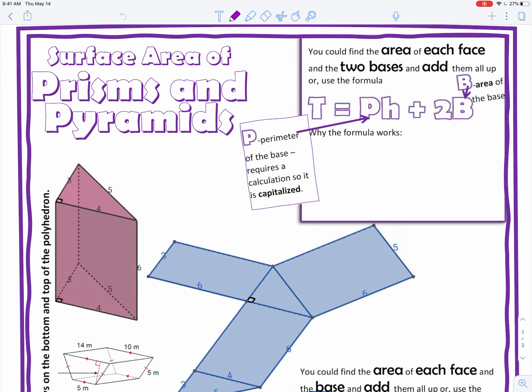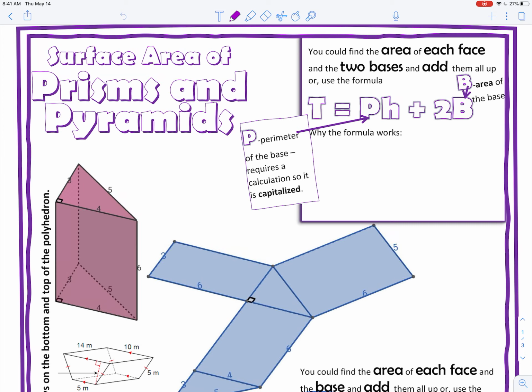Surface area of prisms and pyramids has been something that you've learned in middle school. And you learned that you could find the area of each face of a prism and find the area of the two bases and then add them all up, and you would get the surface area of that prism.